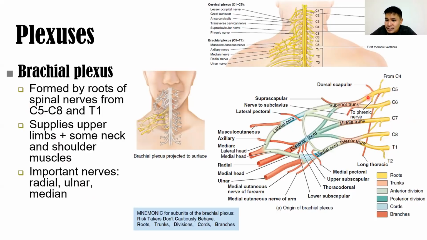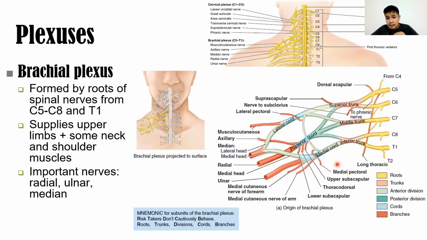Now we have your roots, the trunks. We have an anterior and posterior division, anterior harap, posterior division papuntang likod. And then you have your cords and you have your different branches, the different segments ng brachial plexus natin. So it's like a tree. Starts with the roots, then trunk, anterior and posterior division, cords, and you have your branches.